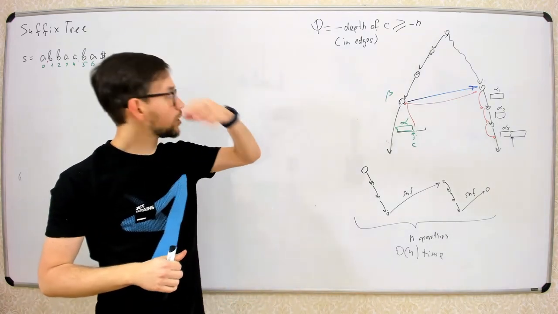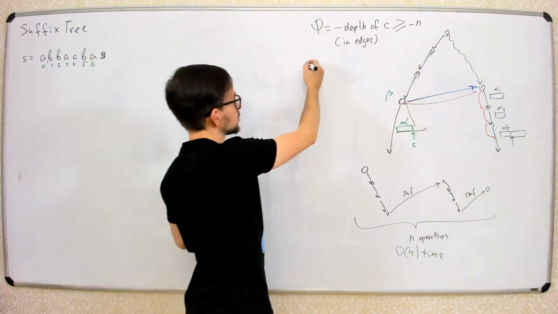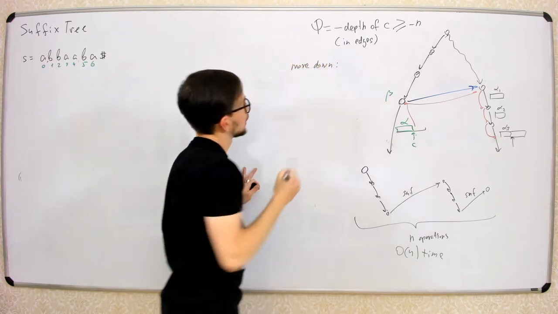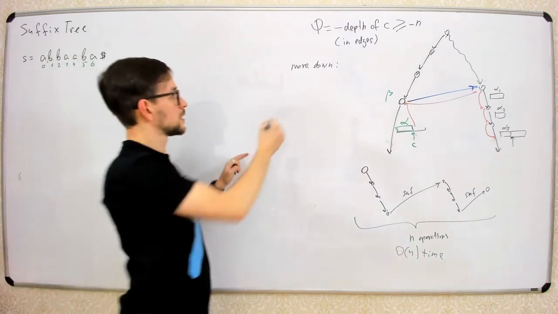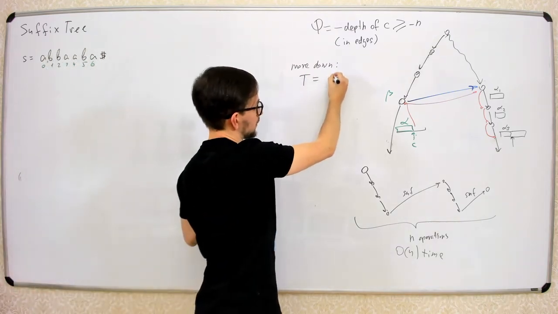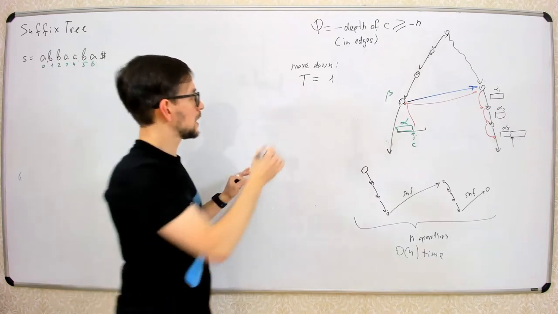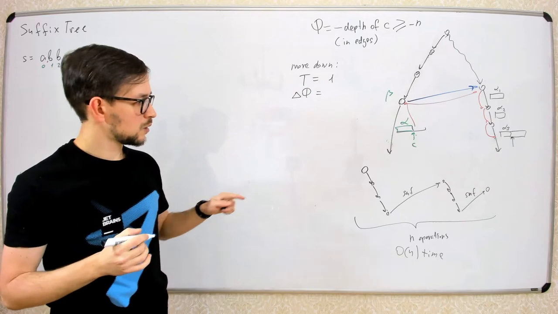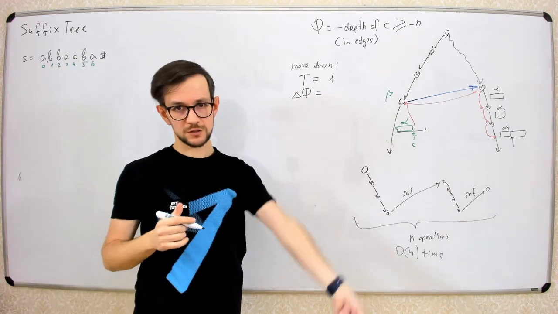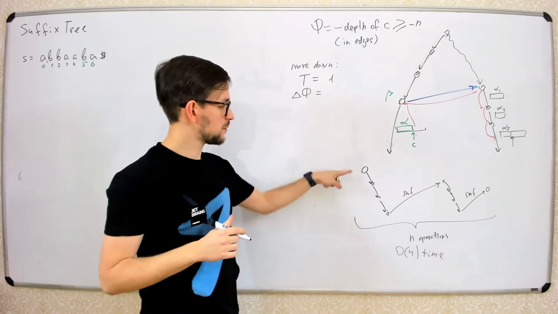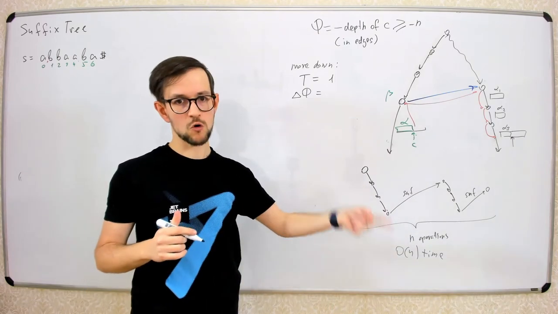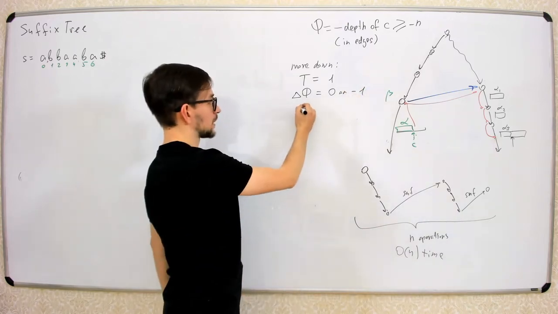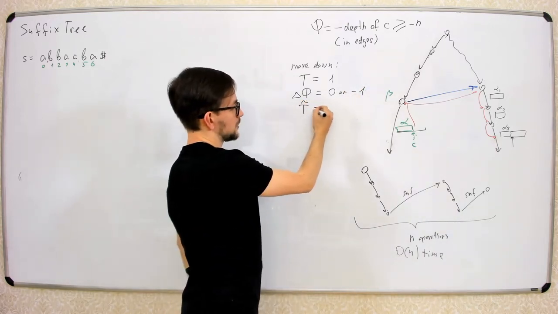So what's going on when you move down the tree? You have a current position and you move down. The time complexity will be constant, and the change of potential: when you go down, you increase your current depth, so the change of potential will be zero or minus one. So in both cases, the amortized time will be constant.